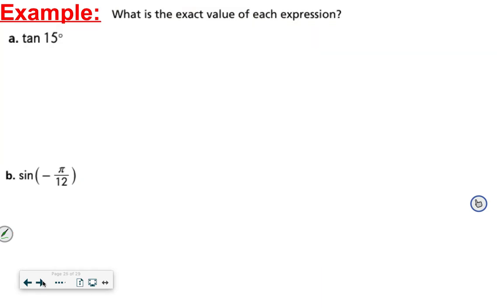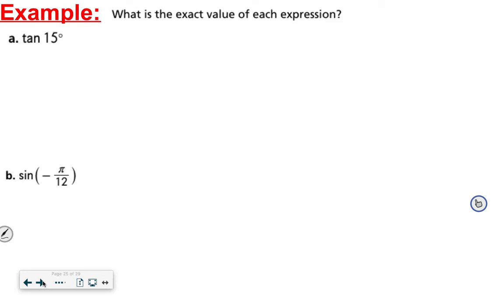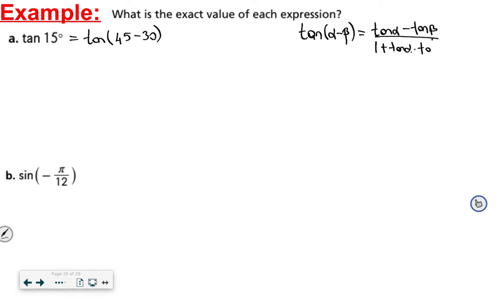Next, what is the exact value of each expression? Tangent 15. First, this is the question: how can I write tangent 15 as a sum of two or difference of two special angles? I can write tan 15 as tangent of 45 minus 30. And I'm going to remind you how you can get tangent alpha minus beta. This is going to be tangent alpha minus tangent beta over 1 plus tangent alpha times tangent beta.